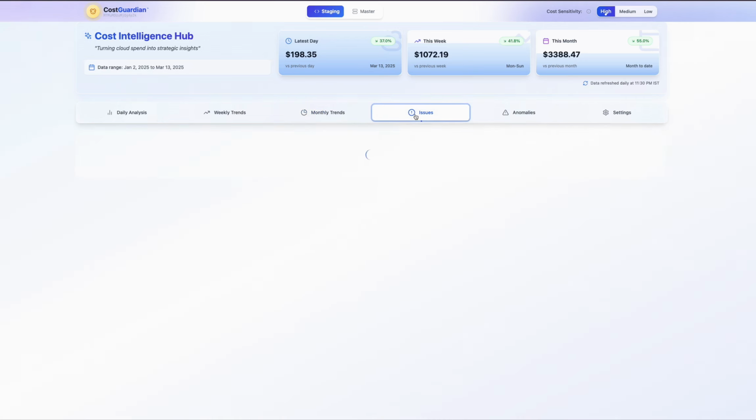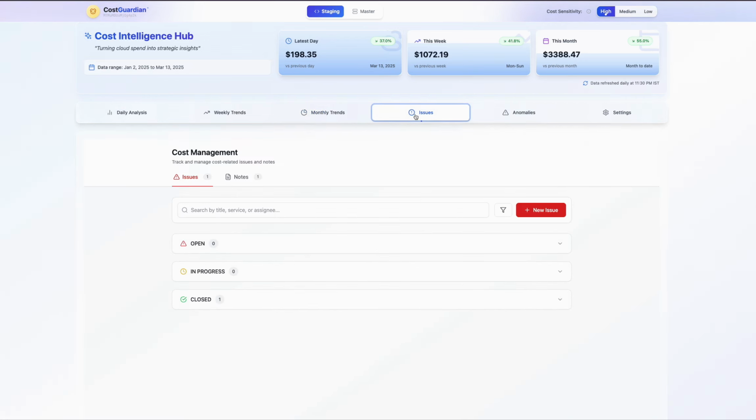Now coming to the issue part. What happens is you detect your cost changes. If there is an issue in your cloud cost and you want to track that issue, you click on create a ticket, and then you monitor that.